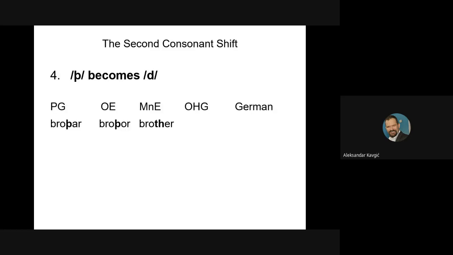Then th becomes d. So brother, brother, brother becomes d. Bruder, that's why you say Bruder in German. Munthas, mouth or mouth become again Mund in Old High German and Modern German.